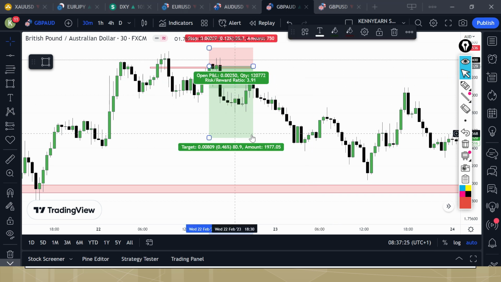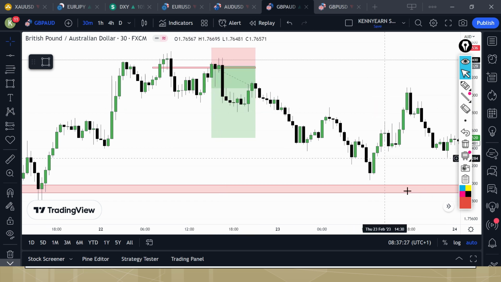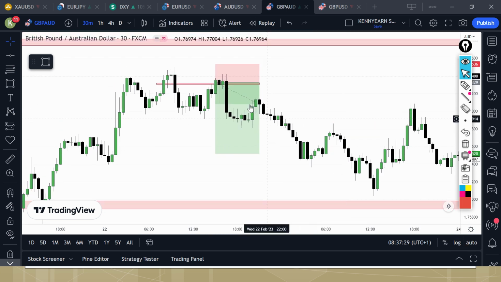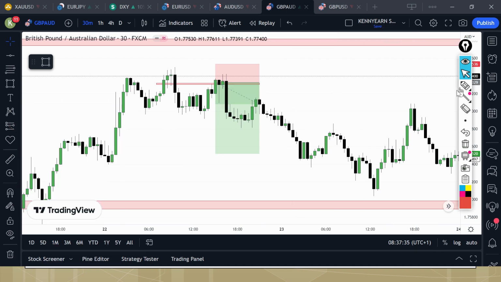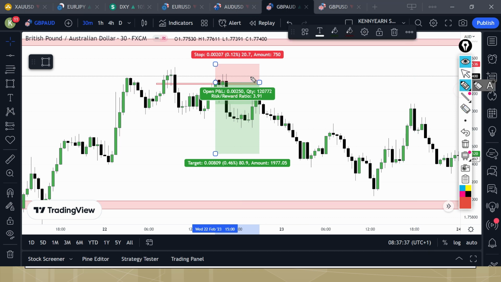You can see the information right here on TradingView. It's clear. If you come here, click short position. If you're buying, you use long. If you're selling, you use short. So you can see the information here already. This is the pips, 20 pips, that's what I'm risking, and then 80 pips profit, 80 pips target, and then this is the risk to reward ratio.